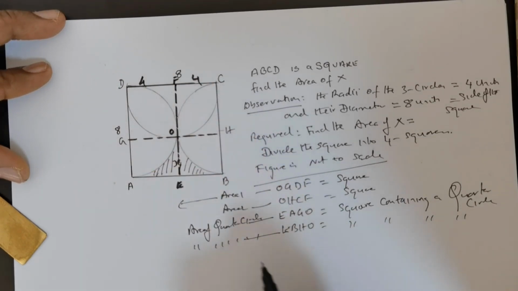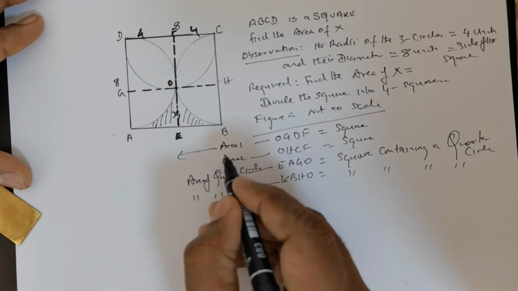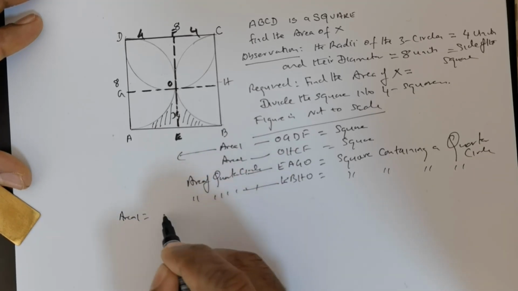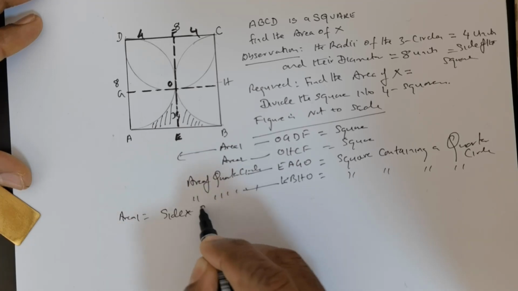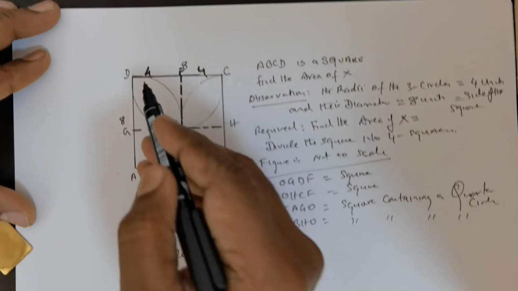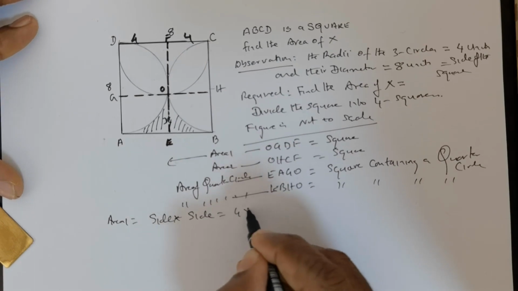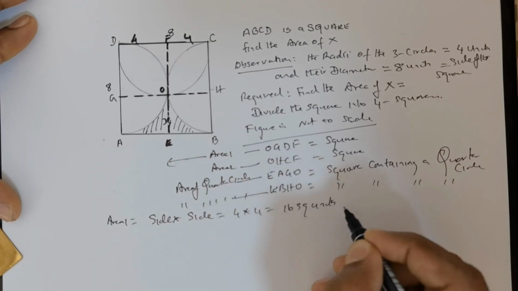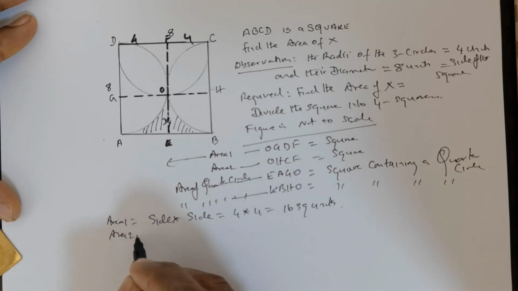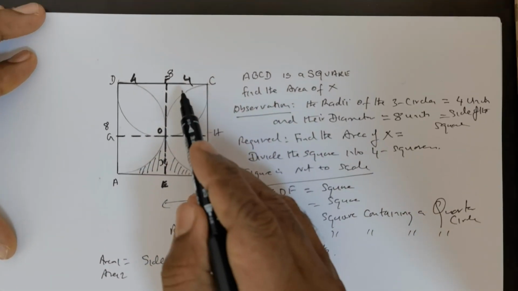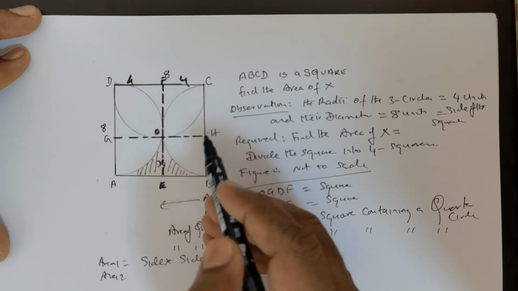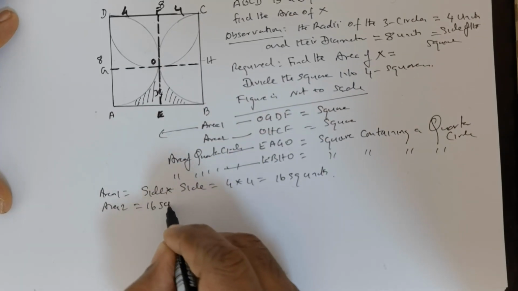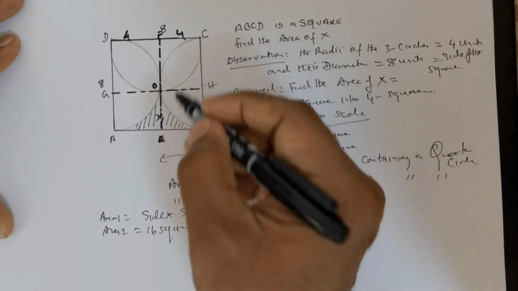So what is this? This is a square. So area 1, the formula is side into side. You get a side of 4 units. 4 multiplied by 4 is equal to 16 square units. Now area 2 is this. So what is the side? 4 units. This is 4, this is 4, this is 4. So that is going to be 16 square units. So 2 areas I've got.